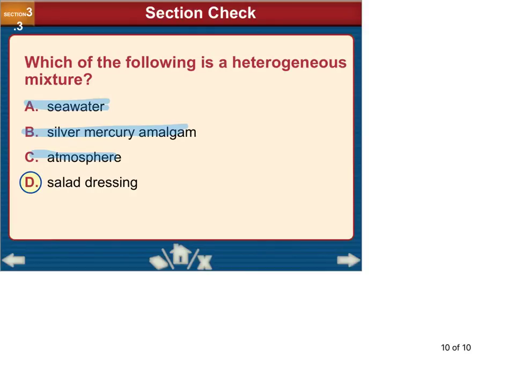It's salad dressing, the other one generally considered heterogeneous, but depending on what salad dressing they're actually talking about, some of them could be homogeneous. But most would be heterogeneous. So that's the best answer here. Not one of their best questions.